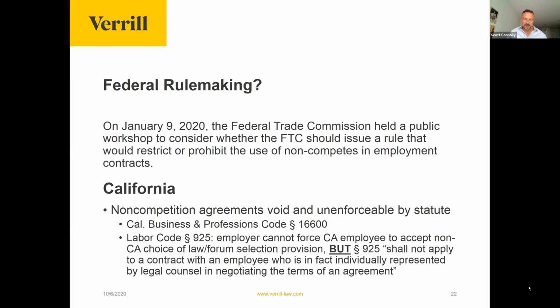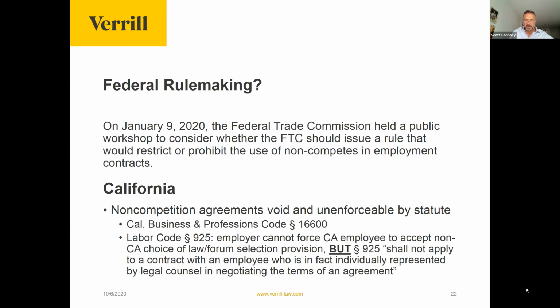And in California, as we talked about, non-competes are void and unenforceable by statute, and probably non-solicitation agreements too, although there's been some back and forth over the years about that. There was a 2018 appellate court decision in California refusing to enforce non-solicitation under the statute.